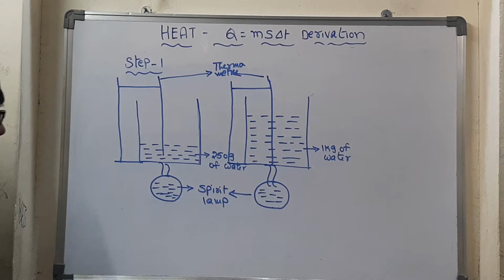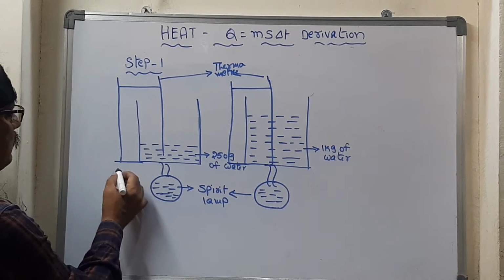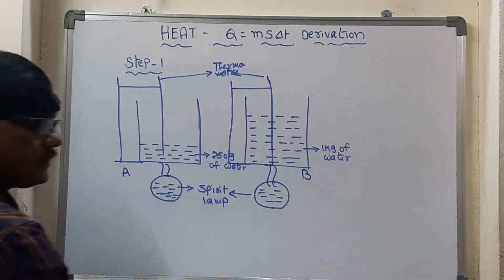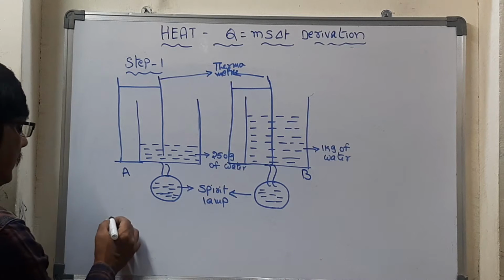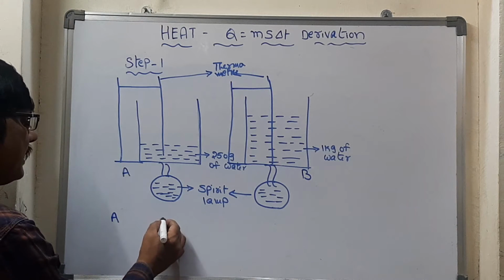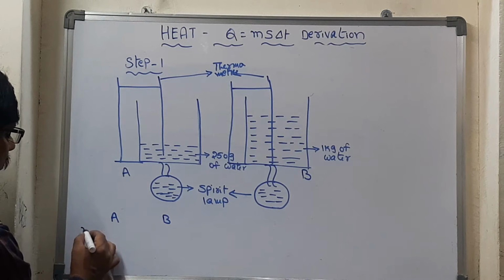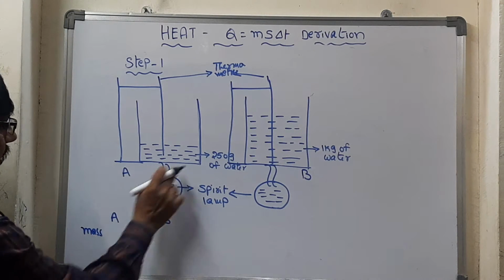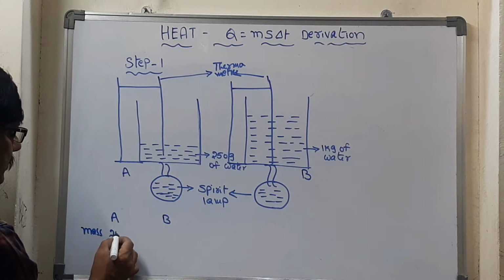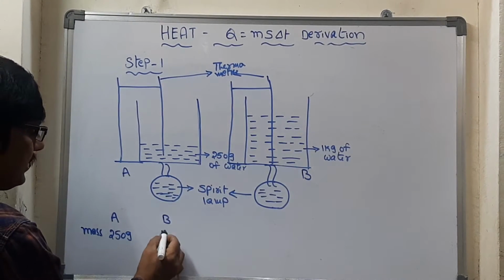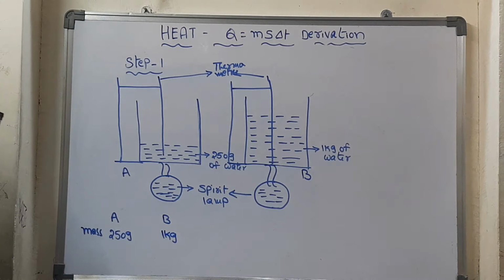Now let us write one tabular form here. Let us take this beaker as A, and this is B beaker. So we will take an A beaker and a B beaker here. Then the mass, how much is that? Here we have taken 250 grams, and here we have taken 1 kg.